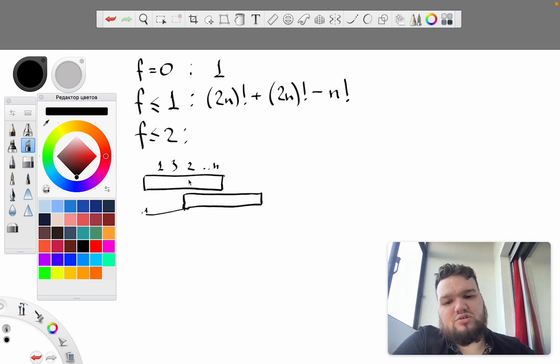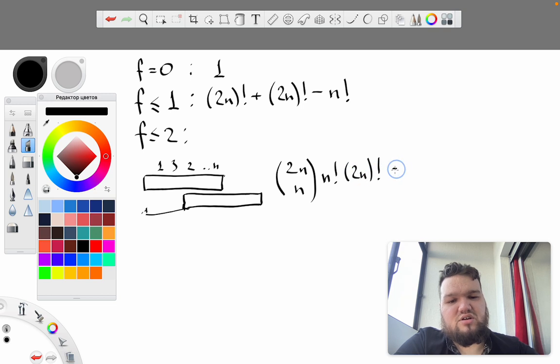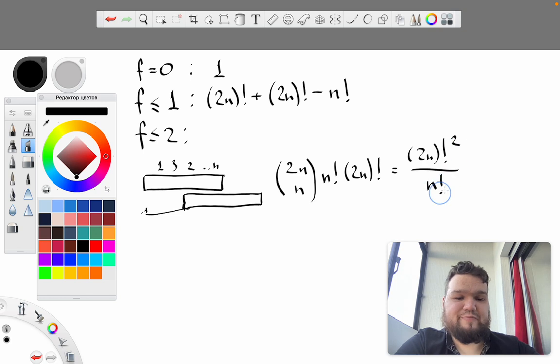Okay, so what is the number of the things? Well, we have the two n positions here. We need to choose n of them for these n numbers, then somehow permute them, and then permute everything else. So it's 2n factorial squared divided by n factorial.